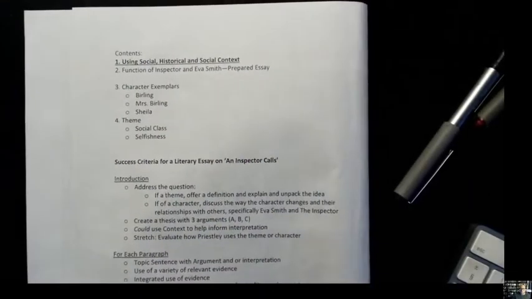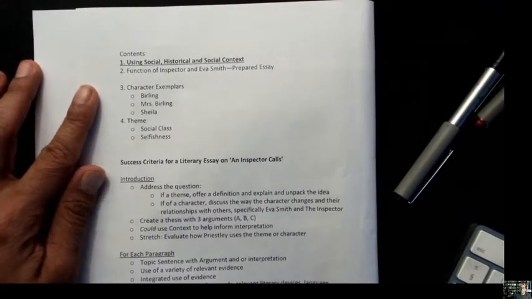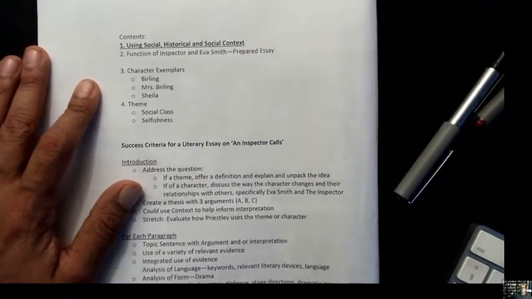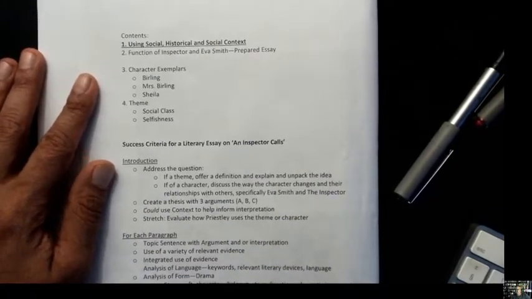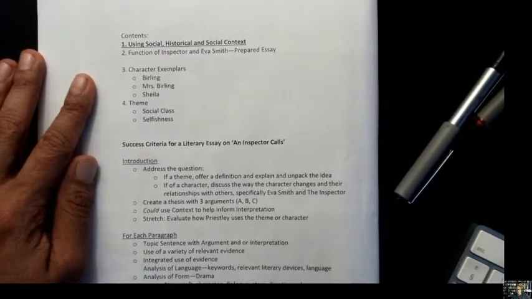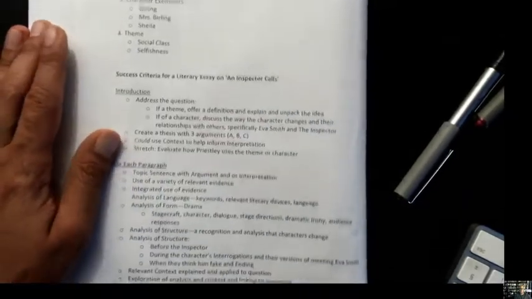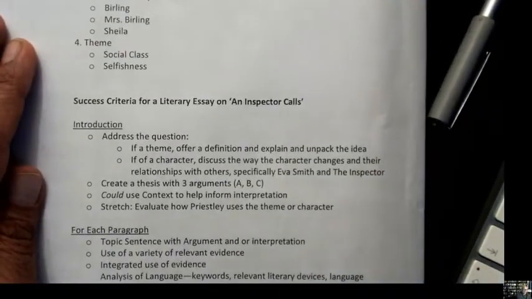Okay, so in this booklet that we've given you, we have this essay on using social historical context. I've invited you into writing this big essay on the inspector if you need scaffolding, Eva Smith if you're feeling bold. But in this booklet, what you have is a number of exemplar essays for characters, Birling, Mrs. Birling, and Sheila, and two for themes, social class and selfishness. What am I looking for in a successful essay? Okay, so let's read through this really carefully, and then I'll go back to my PowerPoint.